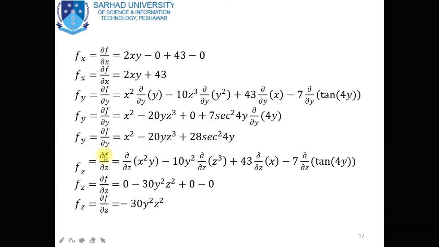Now the partial derivative of the function with respect to z is equal to: the derivative of x square into y with respect to z will be 0, and similarly the derivative of 10y square z cube is equal to 10y square, which is a constant, and the derivative of z cube with respect to z is 3z square, so 3 multiplied by 10 is 30 into y square into z square, plus the derivative of x with respect to z is 0, and the derivative of tan 4y with respect to z is also equal to 0. So the partial derivative of the function with respect to z is equal to minus 30y square into z square.